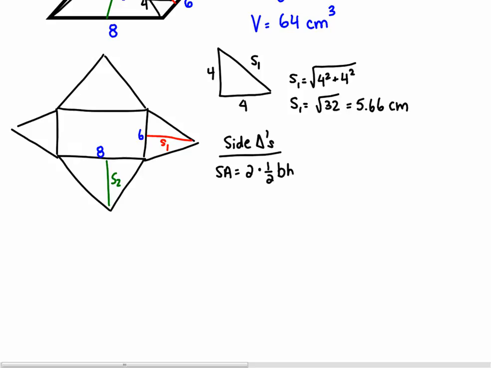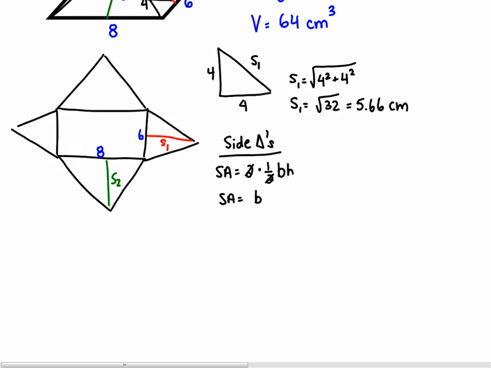Can you make that formula any simpler if you wanted to? What's 2 times 1/2? Just 1. With me or no? So you could actually make that formula for the 2 triangles base times height, because these 2's cancel out.